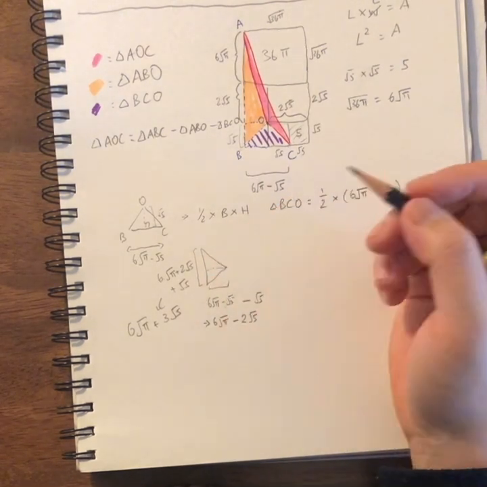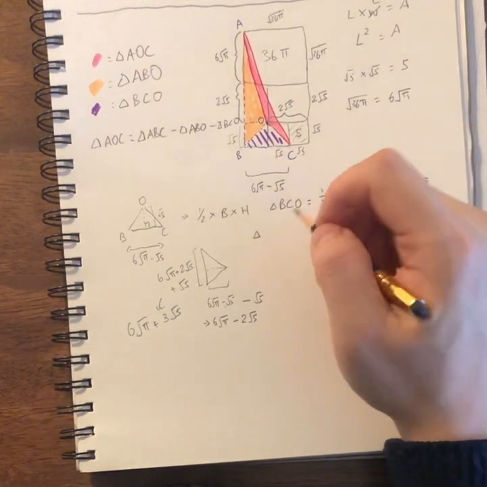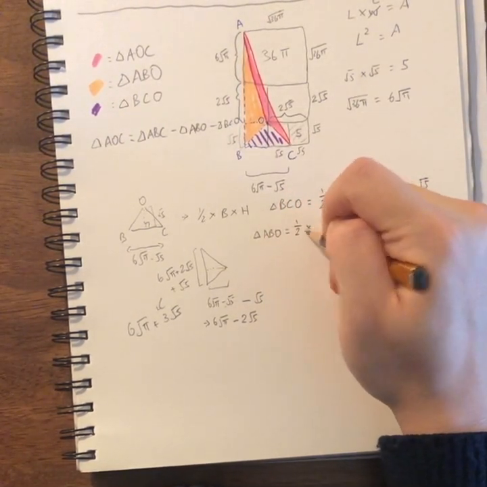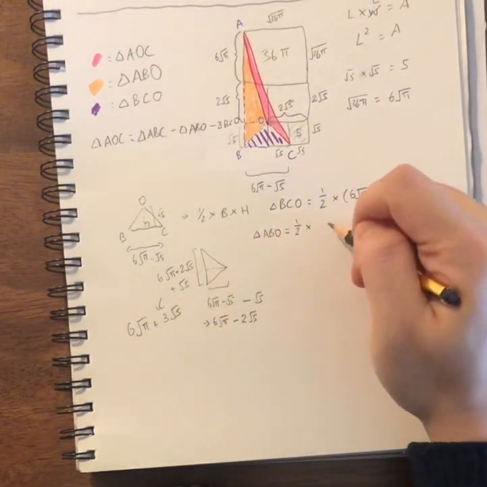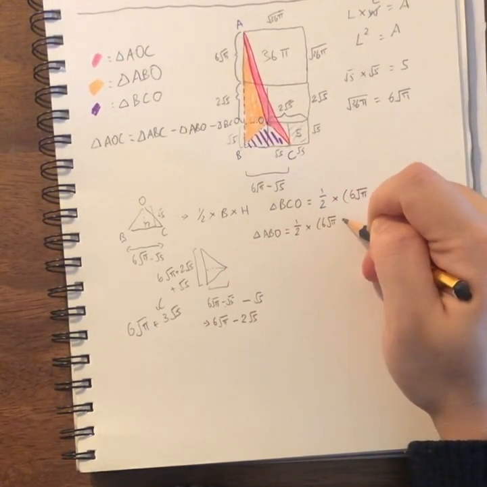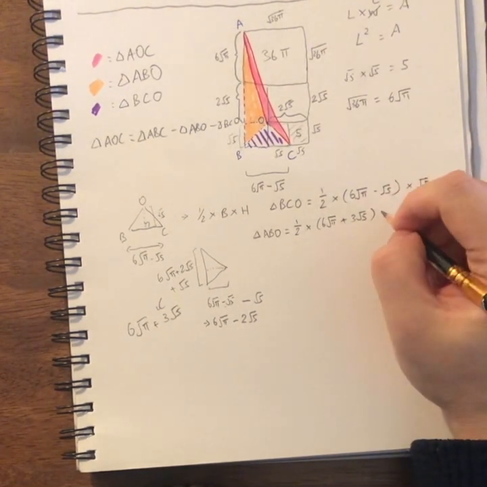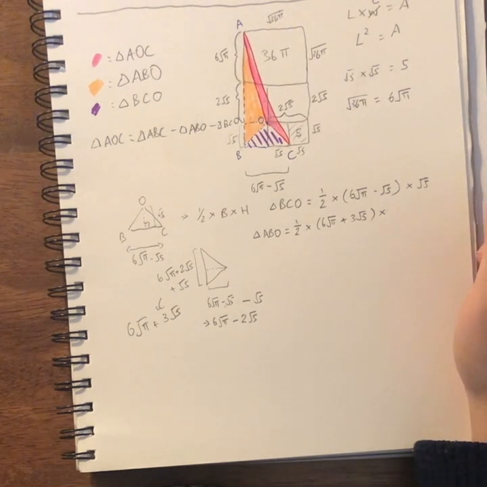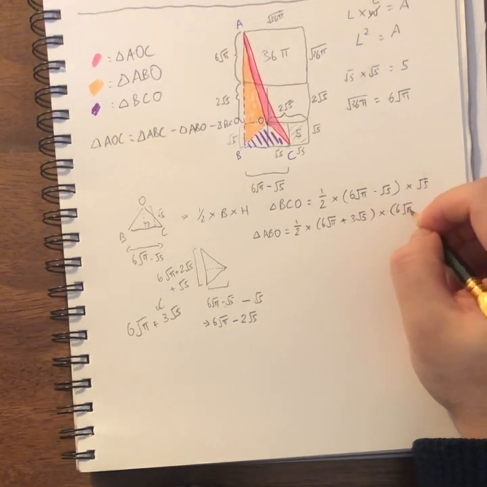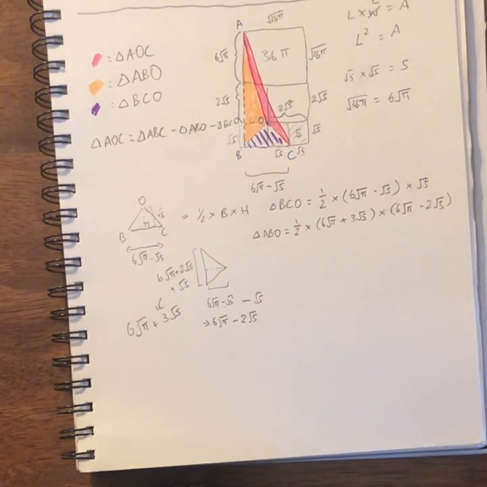We've defined the base. So I could say that triangle ABO is simply half times the base over here, which is 6 root pi plus 3 root 5, times my perpendicular height, which is 6 root pi minus 2 root 5. Okay, nice. That's my orange triangle there.